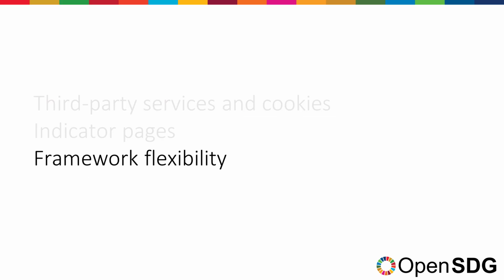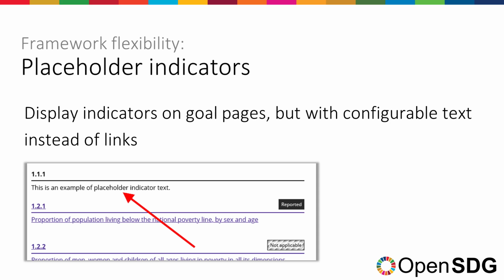Now let's take a look at framework flexibility. Indicators can now be set as placeholders, which will cause them to appear as plain text in the goal listings instead of linking to indicator pages. This can be used to document indicators which may be added to the framework at some point in the future.